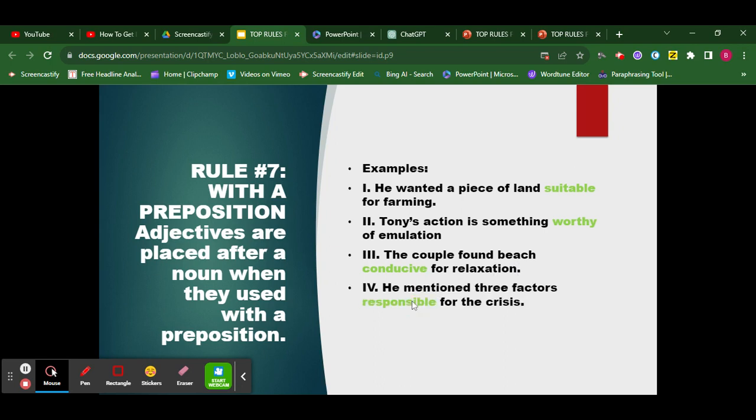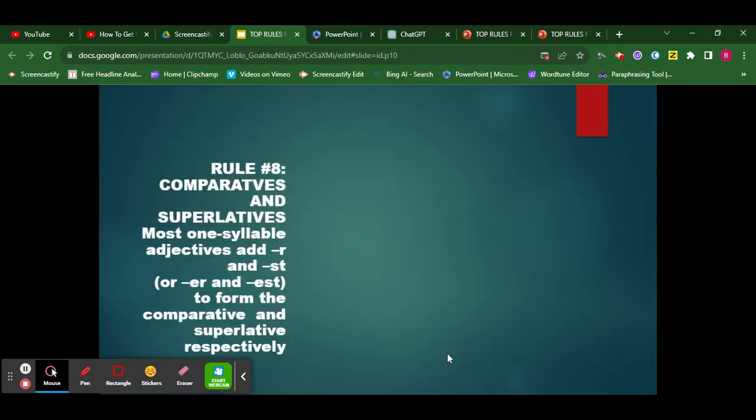And then we have another example. He mentioned 3 factors responsible for the crisis. Factors responsible for the crisis. Okay? You cannot say he mentioned 3 responsible factors. No. Factors responsible for the crisis. So when adjectives are used with a preposition, they are placed after a noun. Okay? So that is the rule.